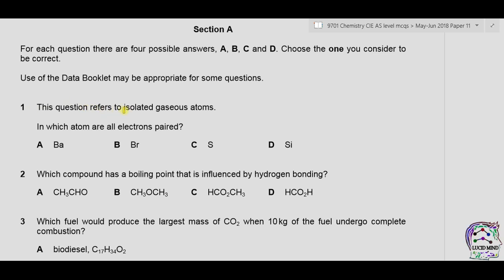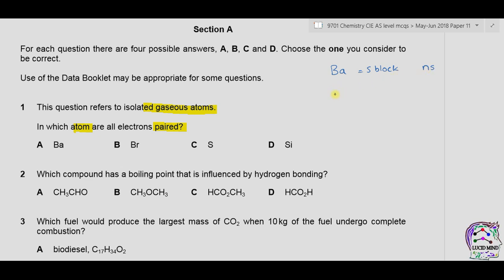Question 1. This question refers to isolated gaseous atoms, in which atom are all electrons paired. Now you can solve this question by using electronic configuration. We have barium, bromine, sulfur and silicon. Now barium is from group 2 of the periodic table and it is an s block element. So its electronic configuration ends in ns orbital.